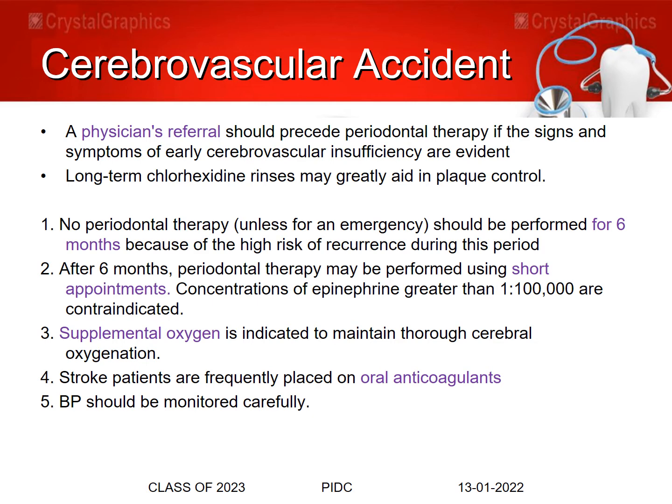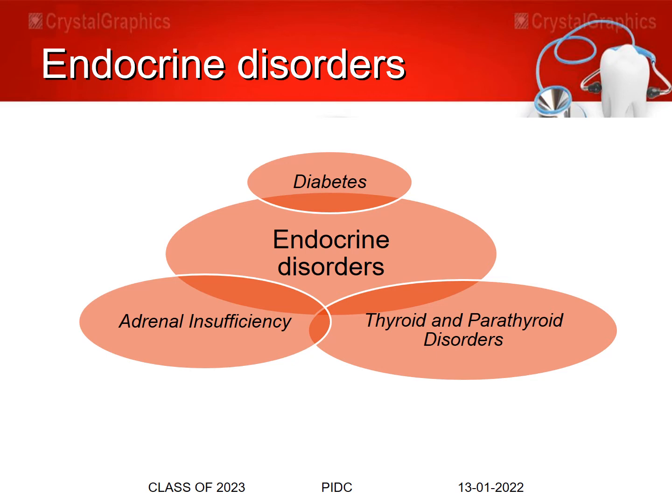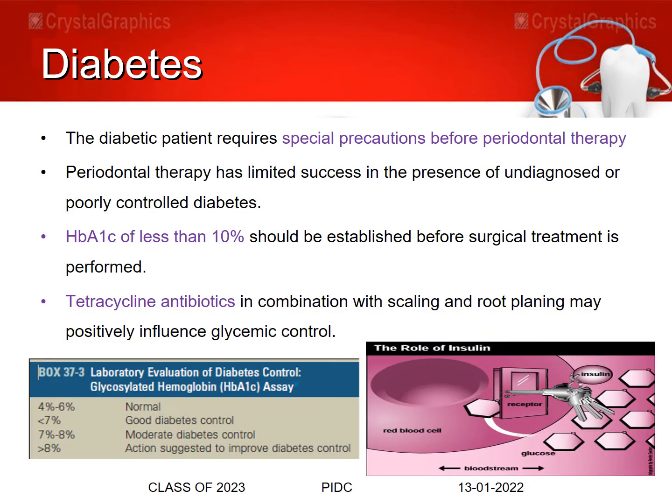Next, coming on to endocrine disorders, which include diabetes, thyroid and parathyroid disorders, and adrenal insufficiency. Coming on to diabetes, a large percentage of the patients who come to our clinic have the condition of diabetes. So they require special precautions before periodontal therapy.